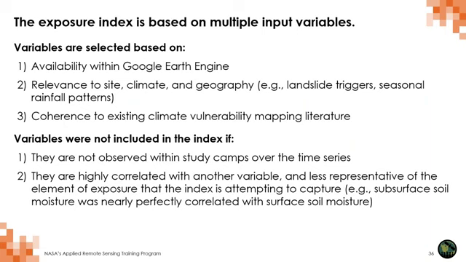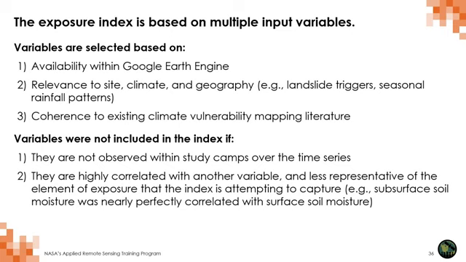So we're choosing index variables based on three key criteria, and then also removing index variables based on two additional ones. So first, we're looking for primarily variables that are included in Google Earth Engine. And this is because it's accessible in a cloud computing environment. It allows us to improve accessibility to our framework and reduce actual computation time.